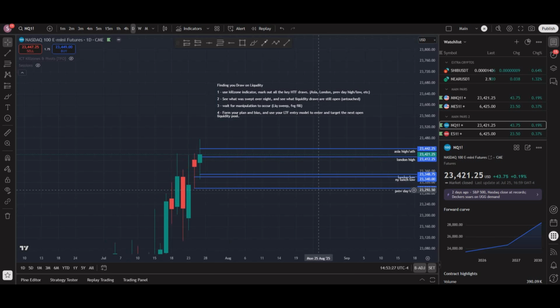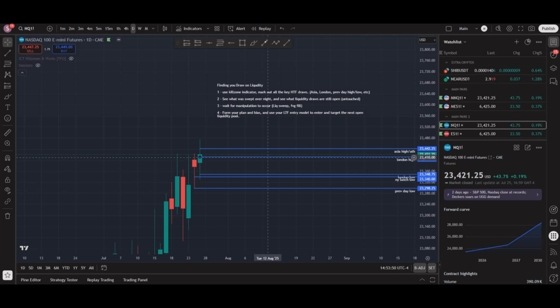Today I wanted to make a video going over how to find your draw on liquidity. I'm going to make this video as quick as I possibly can. We're going to go over two examples, and then I'm going to show you guys the indicator that I use to find my draw on liquidity every single day. This is going to help so much in your trading and finding targets and just where you think price is going to draw to. When you have conviction in these draws on liquidity, it's just going to make your trading so much easier.